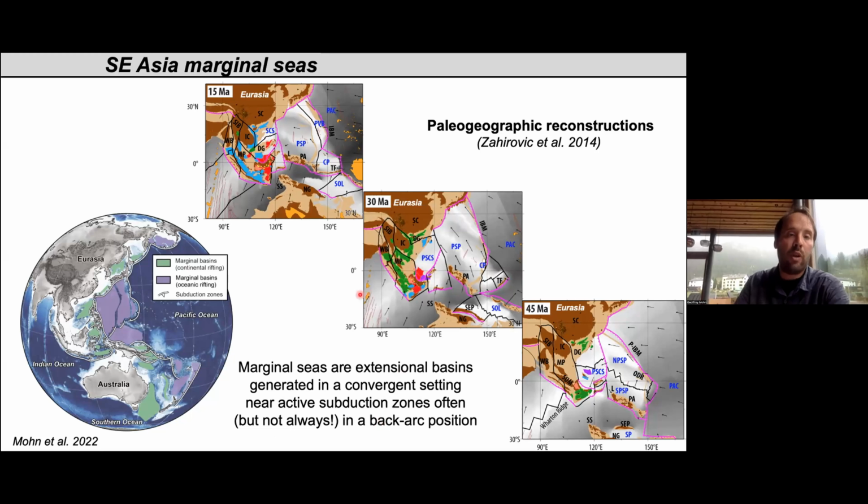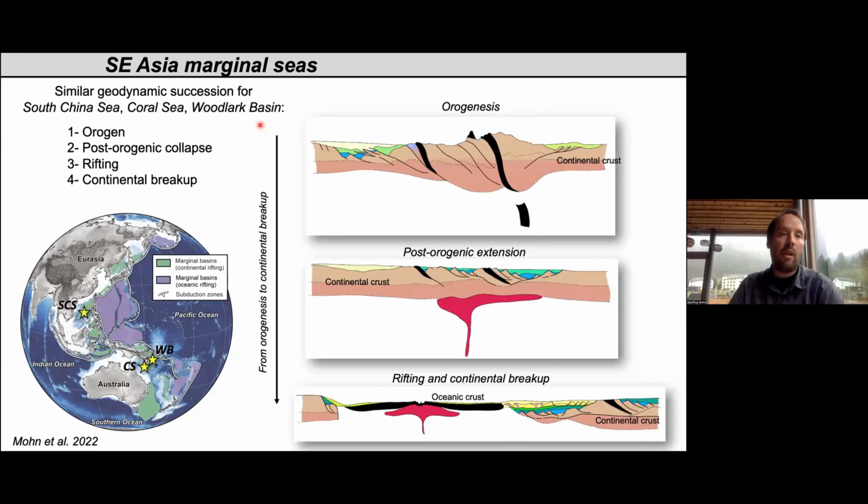And here, to illustrate these marginal seas, the best place on Earth, in my opinion, is Southeast Asia, where you can see through the Cenozoic the development of several back arc basins associated with subduction zones. You have the Proto-South China Sea that was eventually subducted, or the one that we will discuss more today, the so-called South China Sea.